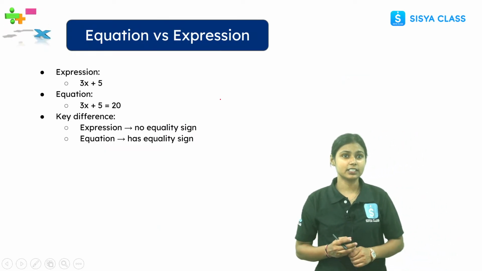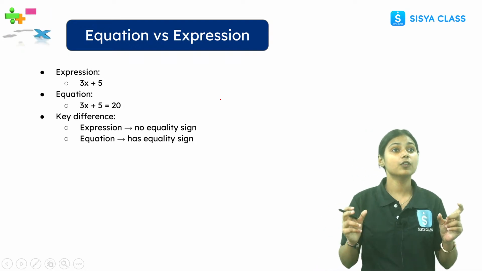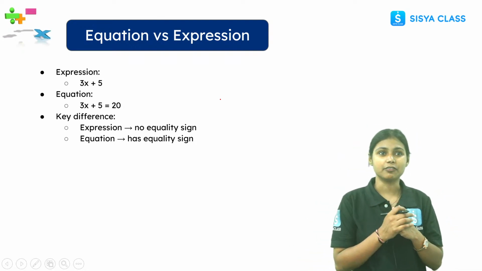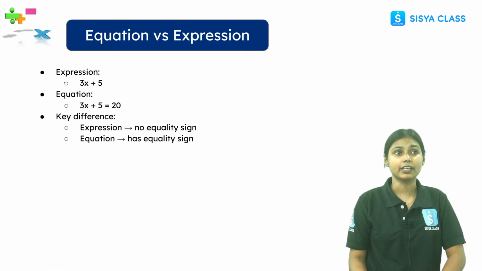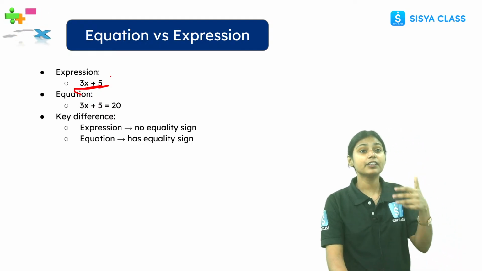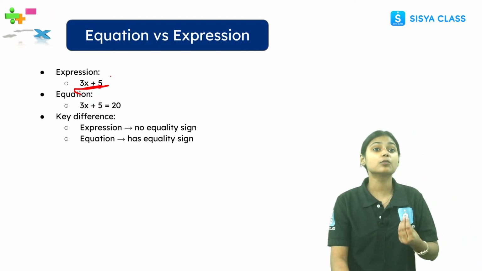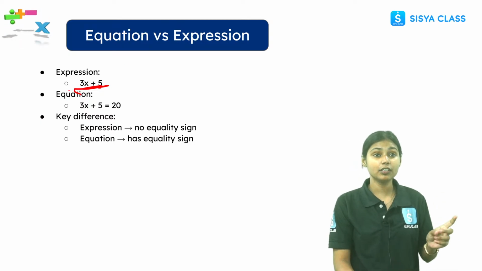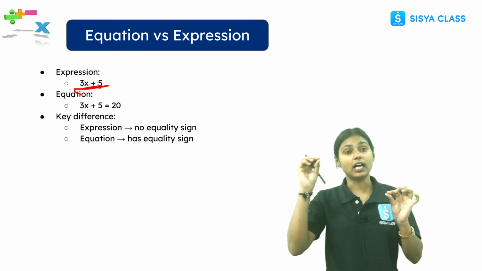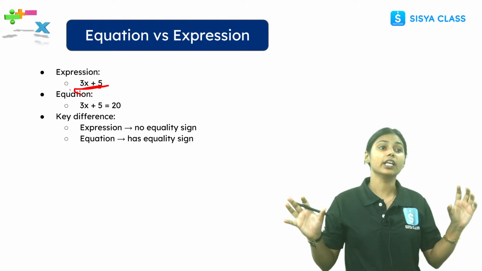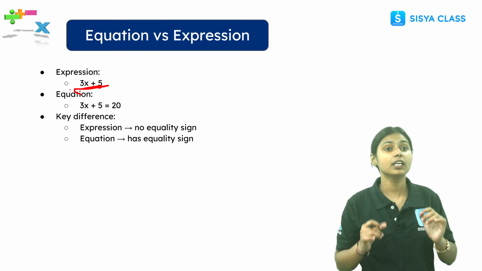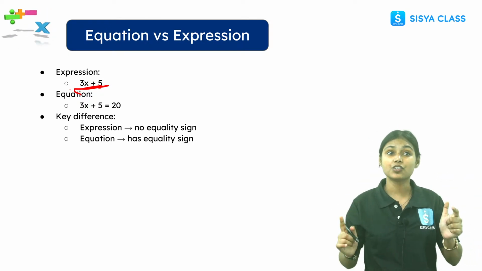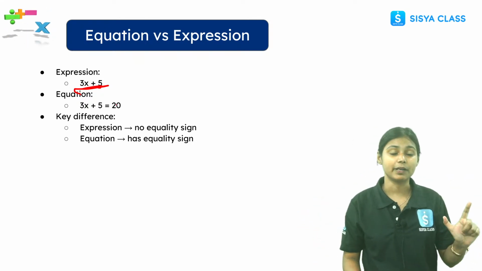Now, what is the difference between an equation and an expression? An expression basically means, for example, 3x plus 5. This is called an expression, where we are expressing the numbers we have. And an equation is when there is an equals sign and the answer on the other side. Always remember that whenever an equals sign comes in between, it becomes an equation. It will no longer remain an expression.